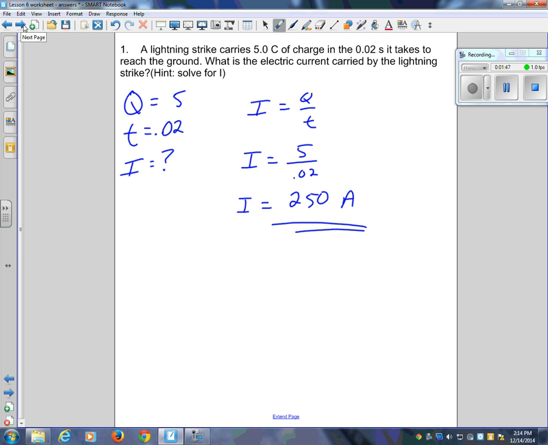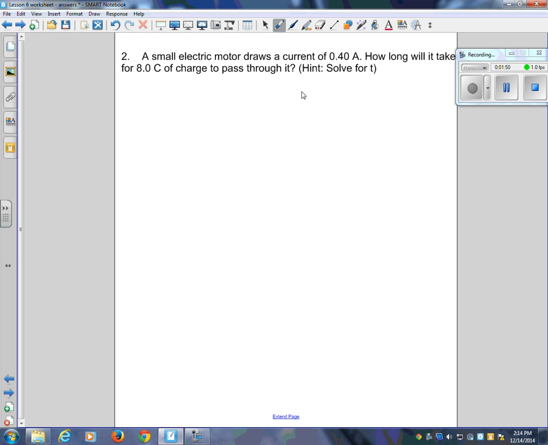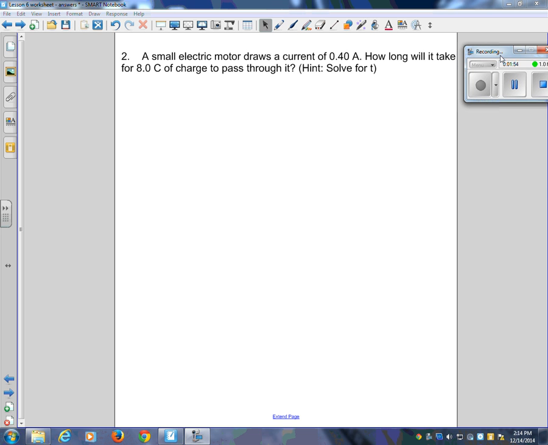Okay, let's move on to question number 2. A small electric motor draws a current of 0.4 amps. How long will it take for 8 coulombs of charge to pass through it? Hint, solve for T. How do I know it's solving for T? Because it asks me how long.